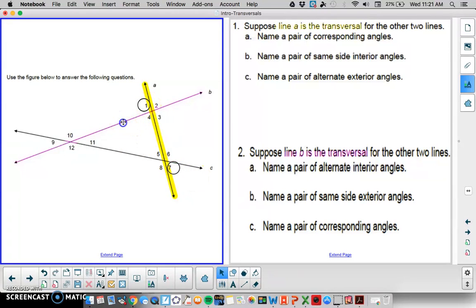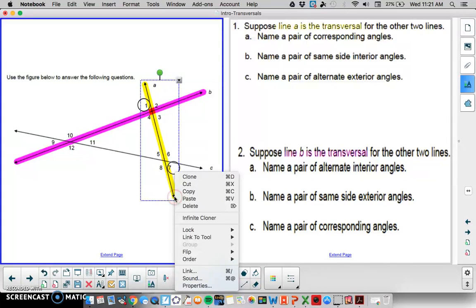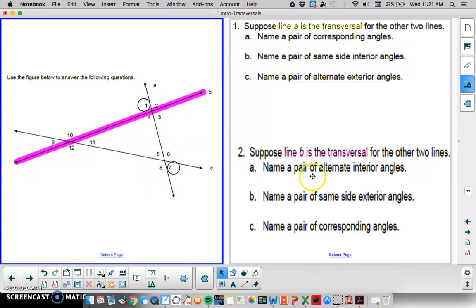All right, now suppose that B is your transversal for lines A and C. So what would be a pair of alternate interior angles? Well, the two lines that would be inside would be A and C. We want different sides of that transversal B. So I'm on the top side, so I need to be on the bottom side and inside those two lines. So angles 1 and 11 or 10 and 4.